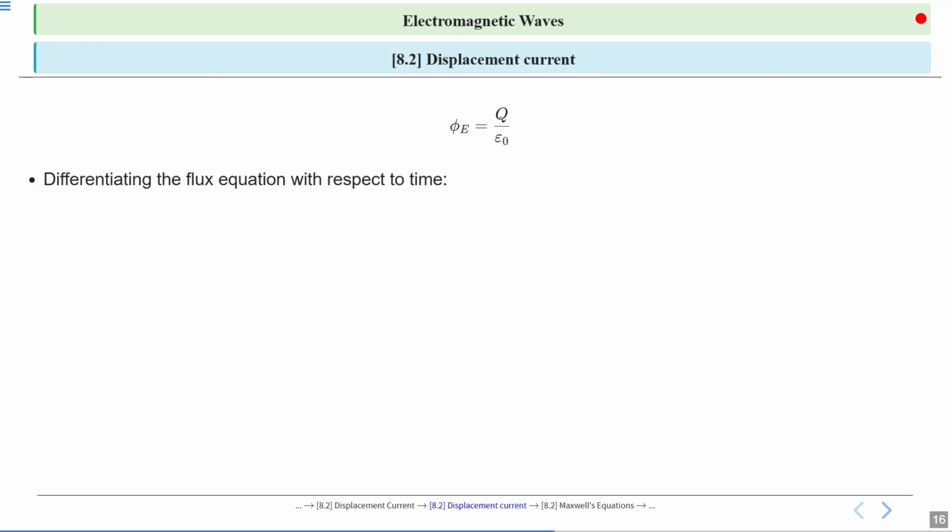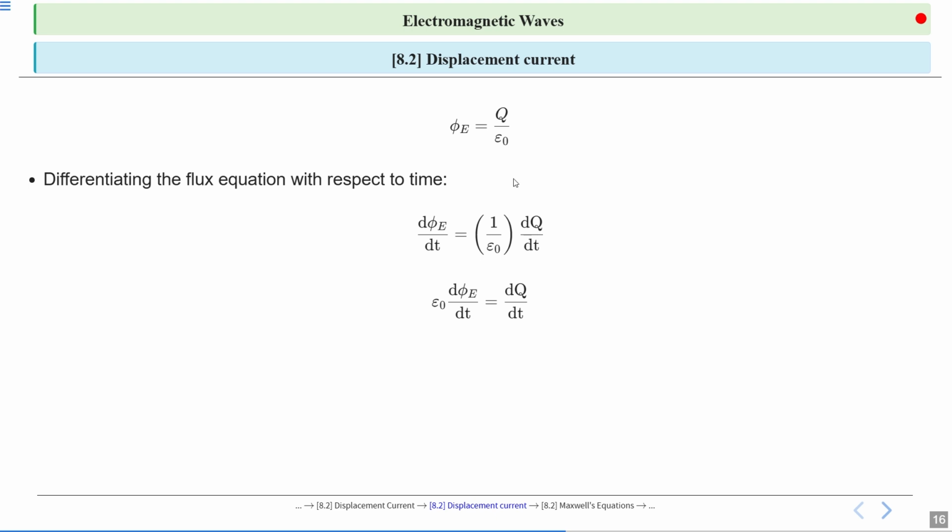We have discussed this; it is also according to Gauss law. Electric flux through any closed surface is equal to 1 by epsilon naught times the charge enclosed by that surface. Now, differentiating the flux equation on both sides with respect to time, d phi E upon dt will be equal to 1 by epsilon naught dq by dt, since epsilon naught is constant. Here q is not constant, because charge is accumulating; the charge on the capacitor is increasing with time.